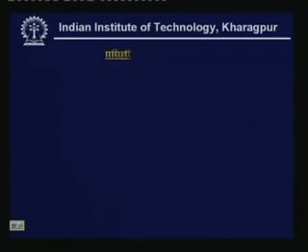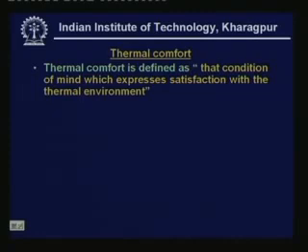So first let us define thermal comfort. What do we mean by thermal comfort? Thermal comfort is defined as that condition of mind which expresses satisfaction with the thermal environment. The definition is a bit vague because it is really very difficult to put it in words. Okay, so basically what it means is it is a state of mind when a user or an occupant feels satisfied with the thermal environment, then the environment is comfortable. Okay, so it depends upon the response of the occupant. So there is a lot of vagueness assigned to this.